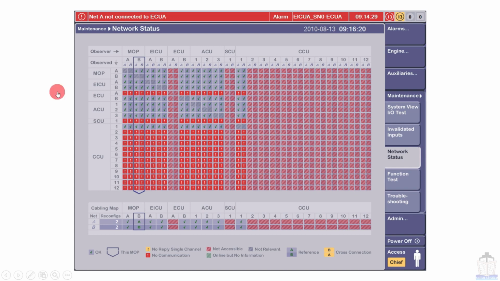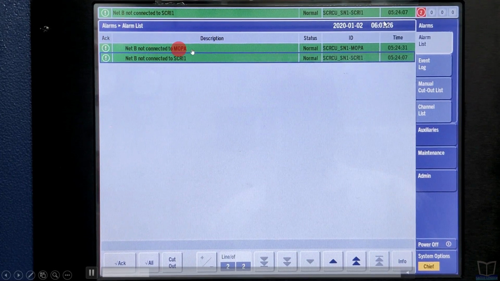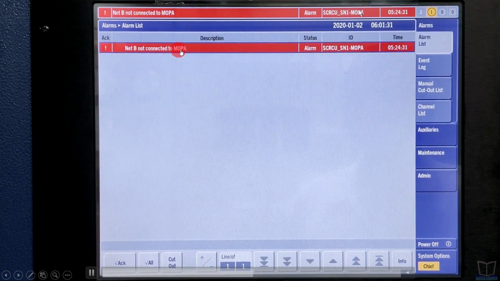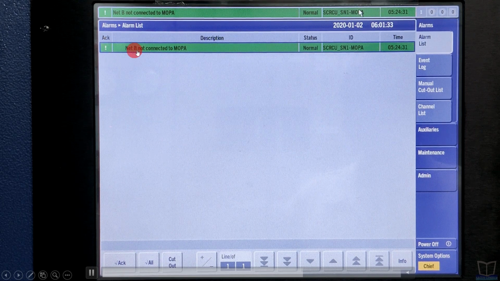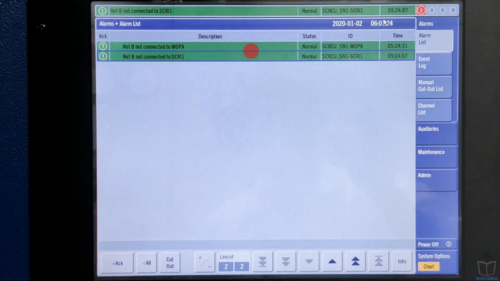Now we are going to see how this sort of alarm appears on the MOP. Here you can see this is the alarm which is appearing on the MOP: Net B not connected to MOP A. Like this, you will face this alarm. So that was a short video for the same.